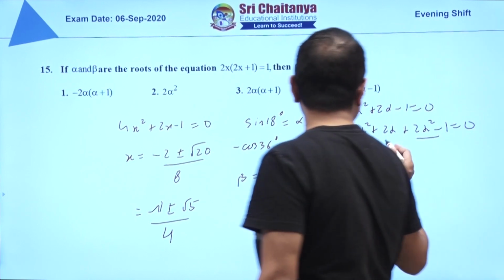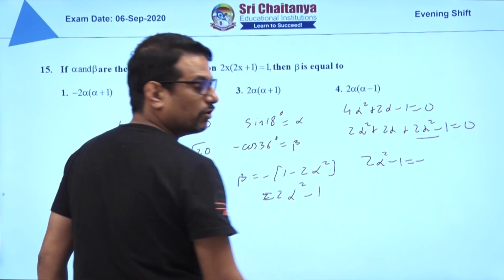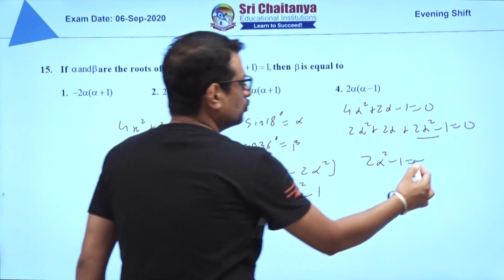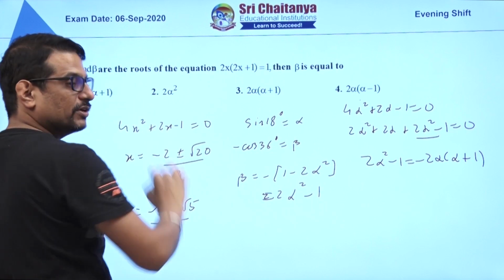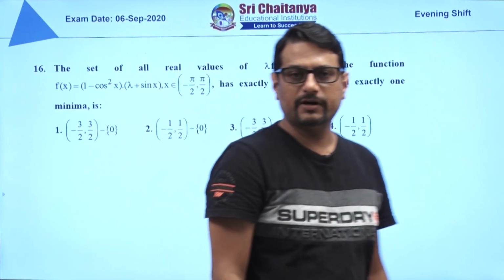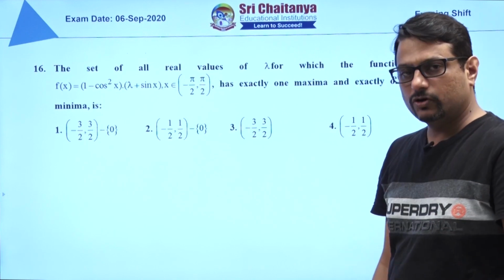2 alpha square, you will get minus of 2 alpha square minus 1, you get minus of 2 alpha square minus 2 alpha. So if you take minus 2 alpha common, then you will get this, which gives you the first option as correct. Right? So next question. This is a question based on maxima and minima, somewhat calculative question.